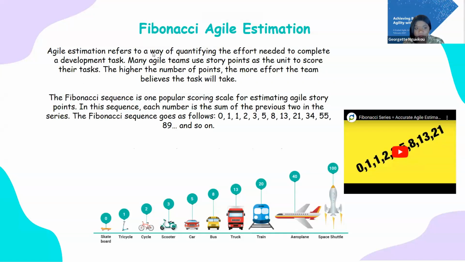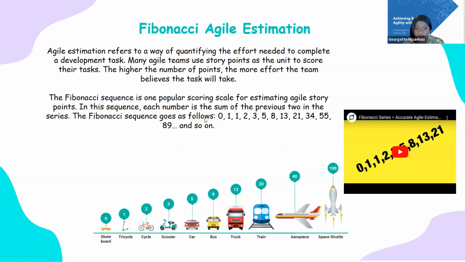Agile estimation refers to a way of quantifying the effort needed to complete a development task. Many agile teams use story point as the unit to score their task. The higher the number of points, the more effort the team believes the task will take. So the Fibonacci sequence is one popular scoring scale for estimating agile story point. In this sequence, each number is the sum of the previous 2 in the series.